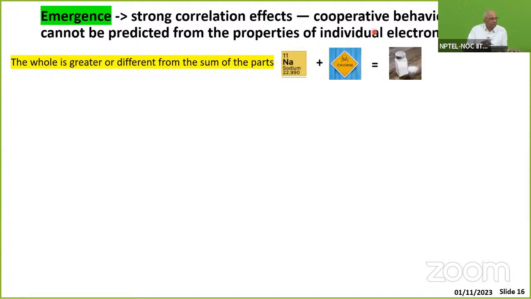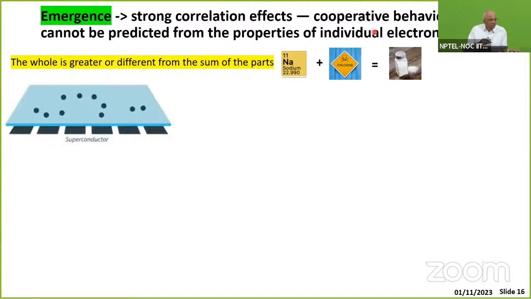I just put a simple example to illustrate this. What that cooperation really means is the whole is greater or different. It need not be greater, it can be different also. The whole is greater or different from the sum of the parts. You mix sodium and chlorine, you get salt, which is not exhibited by any of the individual components of that salt.